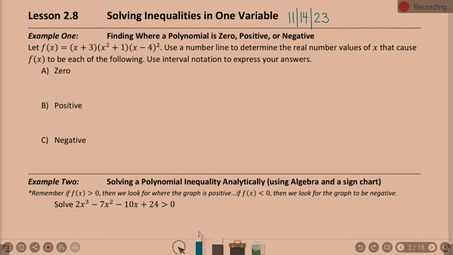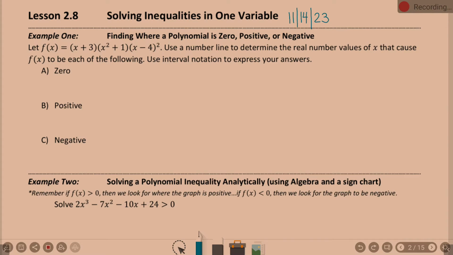So we're going to start by looking at this polynomial here and talking about how to know when it equals 0, when it's positive, and when it's negative. Because if we know when it's positive and when it's negative, that will help us with inequalities when it's less than or greater than 0.